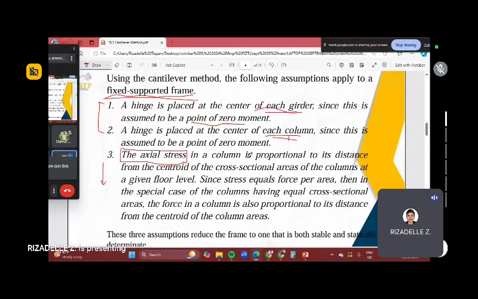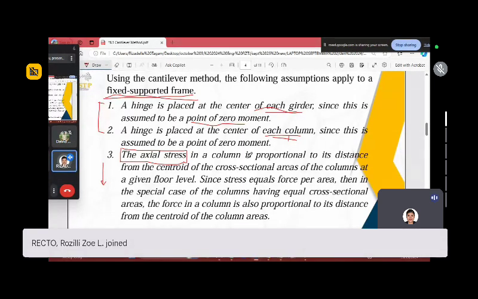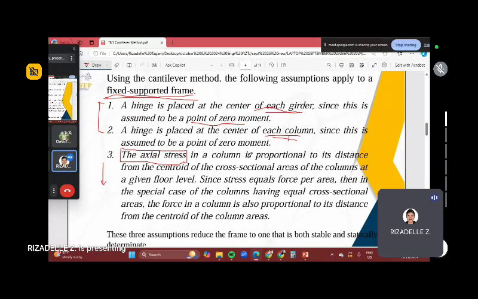So, the actual stress in a column is proportional to its distance from the centroid of the cross-sectional areas of the columns at a given floor level. So, actual stress, but remember class, in a column gyapon. Sa column gyapon yung actual stress atong basis. So, it is proportional to the distance from the centroid. So, you need to identify your distance from the centroid. Ay maka-formulate of equation that is proportional to the column. And at a given floor level, so the analysis is every floor level.